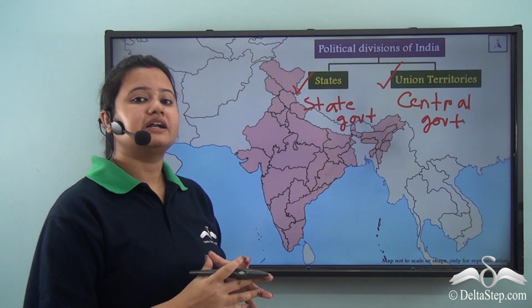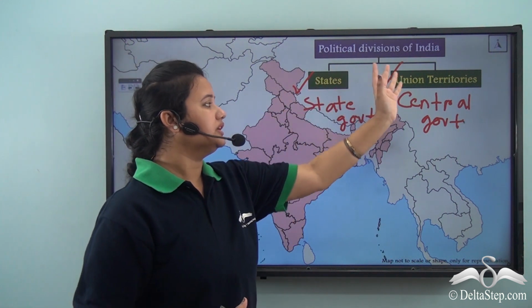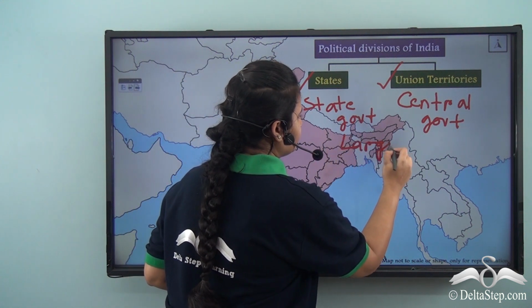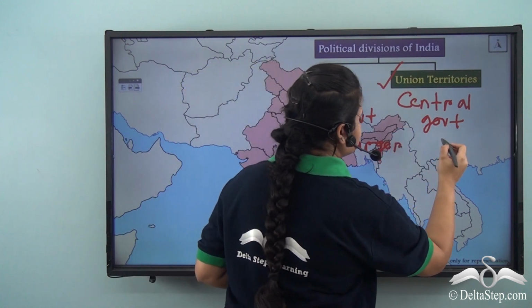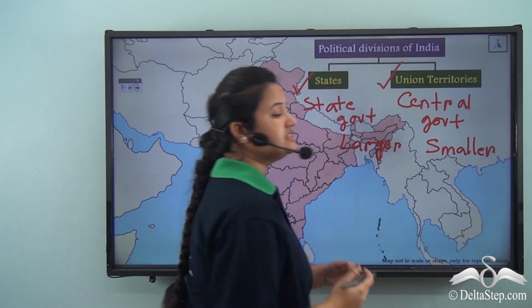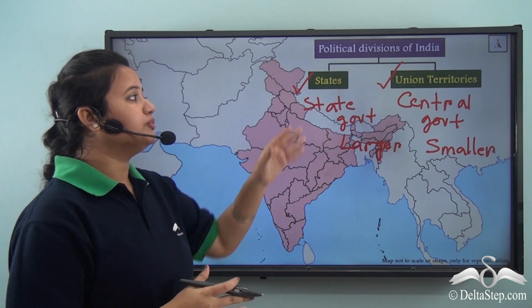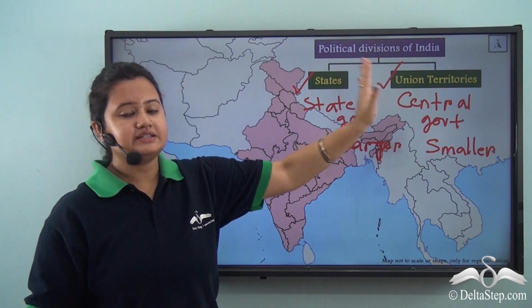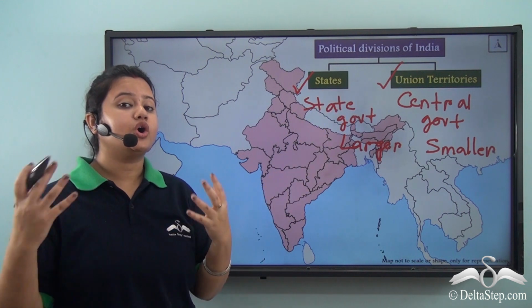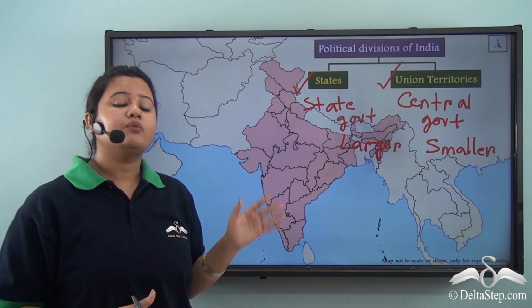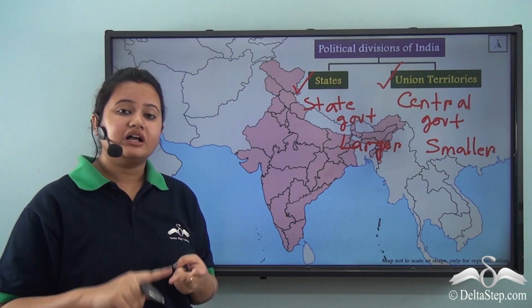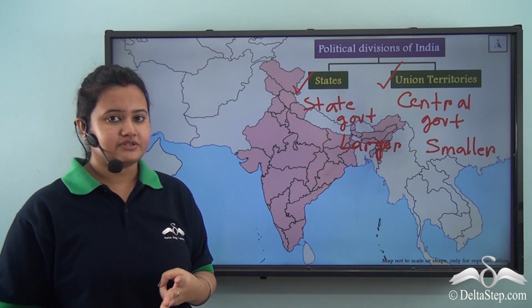Also, the states are comparatively larger than the union territories. So, states are larger while the union territories are relatively smaller, and they have a distinct culture, which is why they have been demarcated as a separate entity. Now, these divisions of states and union territories were not done randomly. Rather, they were demarcated and distinguished on the basis of language, culture, and administrative purposes.